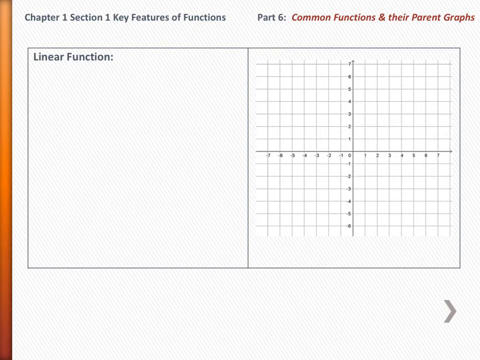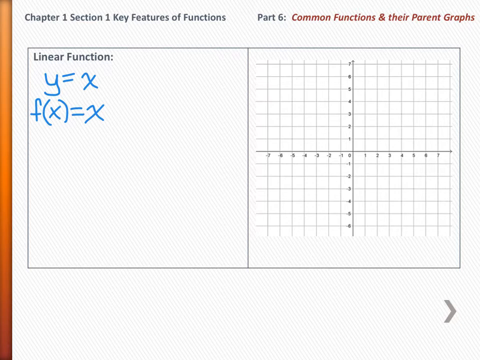The first function we're going to be looking at is one that you're very familiar with. It's called a linear function. The parent of all linear functions, the most basic form, is y equals x in 2-variable equation style, and then if we wrote that in function style, it would be f of x equals x.